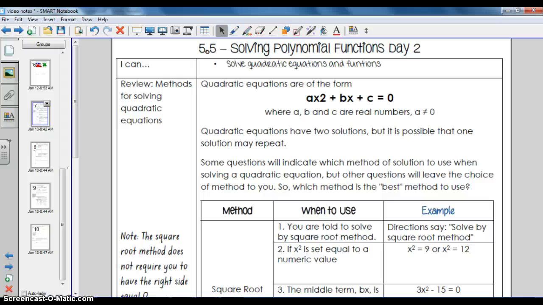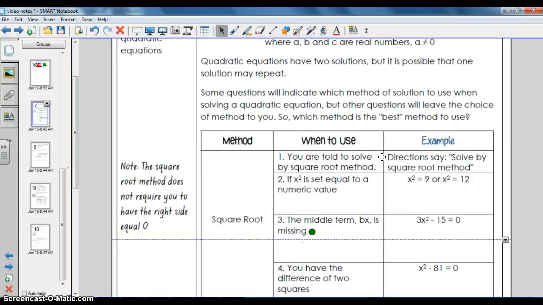This is lesson 5.5, day 2 of solving quadratic equations and functions. So we're going to talk about some different methods for solving and which method is best. Quadratic equations are in the form ax squared plus bx plus c, where a, b, and c are all real numbers. Quadratic equations have two solutions, but it's possible that one solution may be a repeat. So let's go ahead and talk about which method is best.